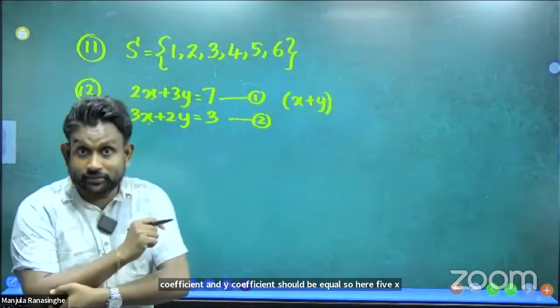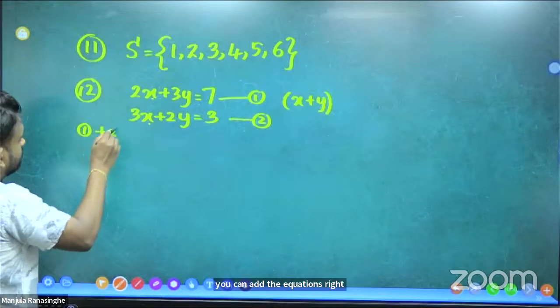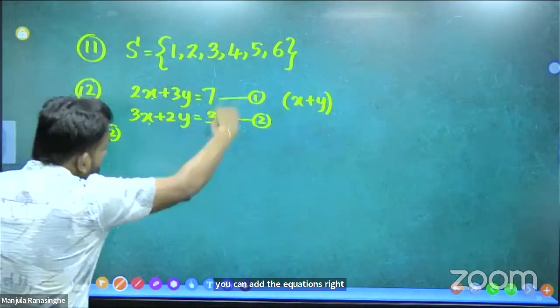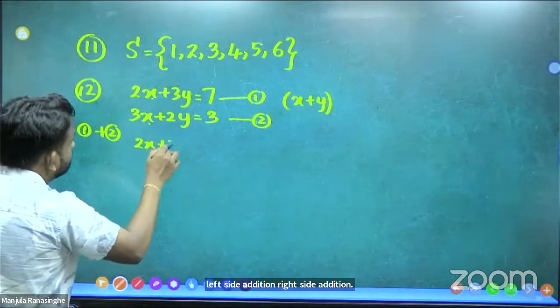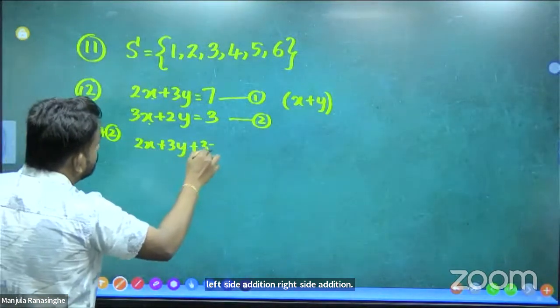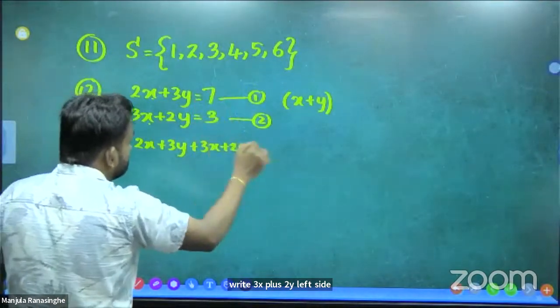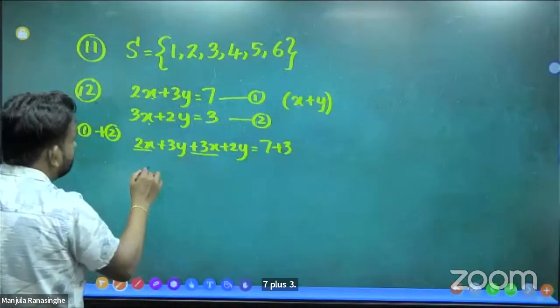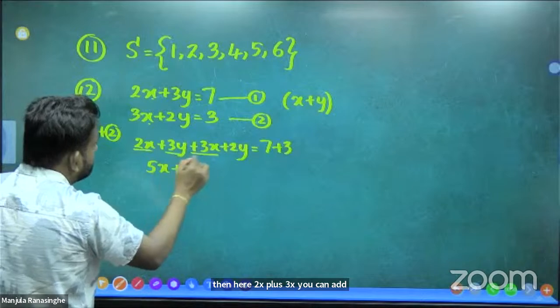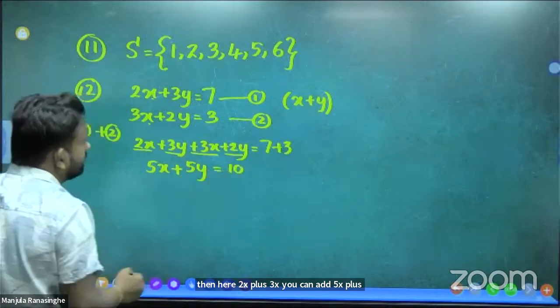Then you can add the equations, right? First equation added to the second equation. Left side addition, right side addition. Then 2x plus 3y added to 3x plus 2y on the left side, and on the right side, 7 plus 3. Here 2x plus 3x is 5x, and 3y plus 2y is 5y, equals 7 plus 3, 10.